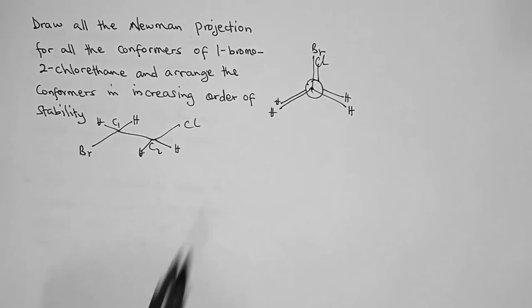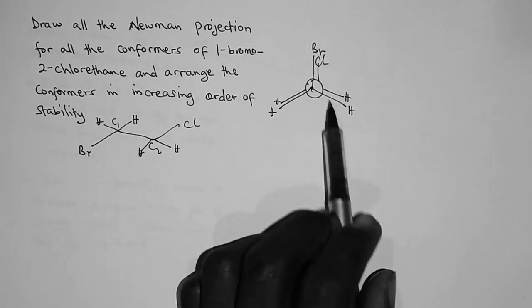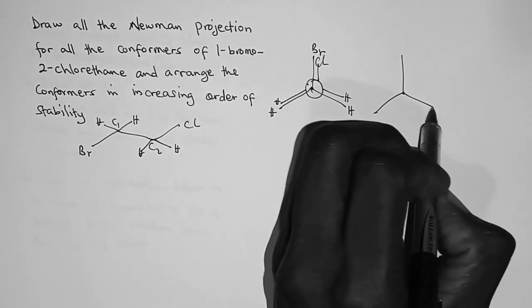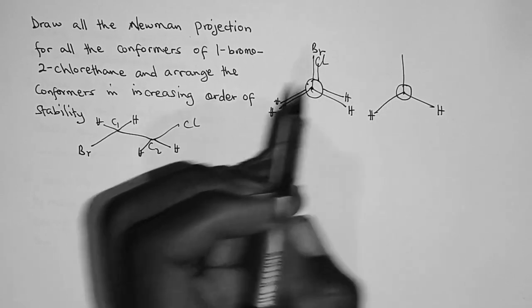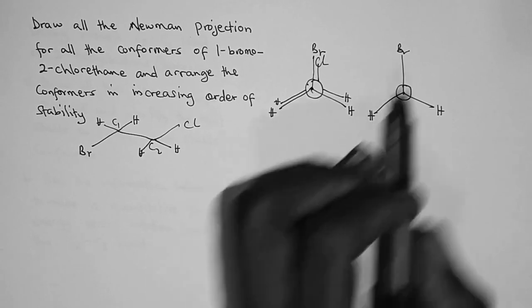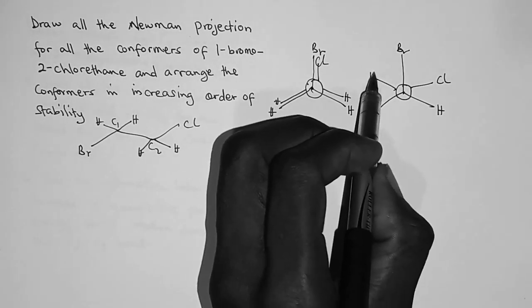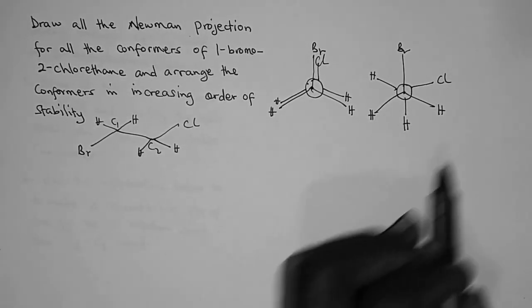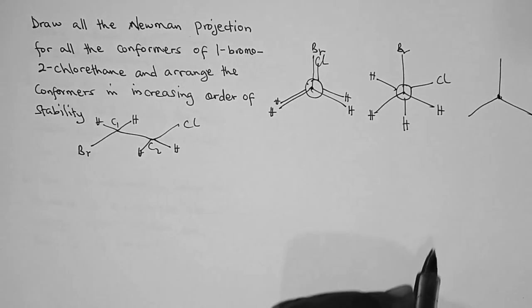So this is an eclipsed conformer, and this is the least stable conformer. Then from here we will do a 60 degrees rotation, so it's going to look like this. There's a proton here and a proton here, and this is a bromine. For carbon 2, the chlorine will come here since it's a 60 degrees rotation. A proton comes here, and a proton goes there. And then the last one will look like this. So this is the carbon in front.